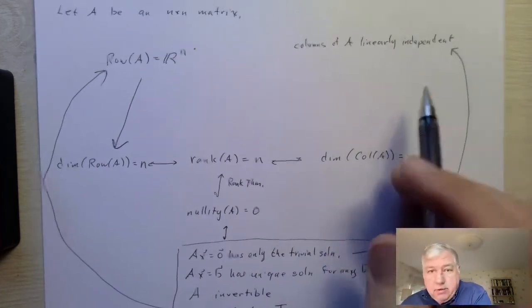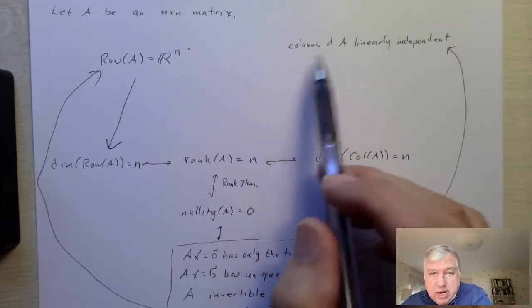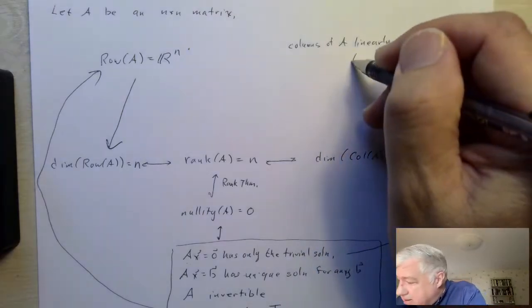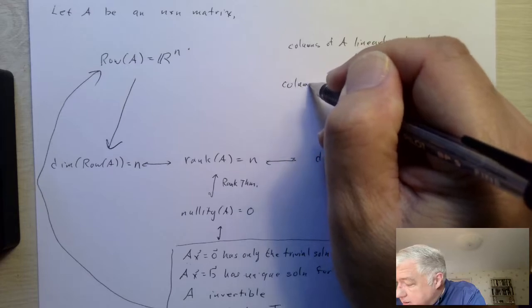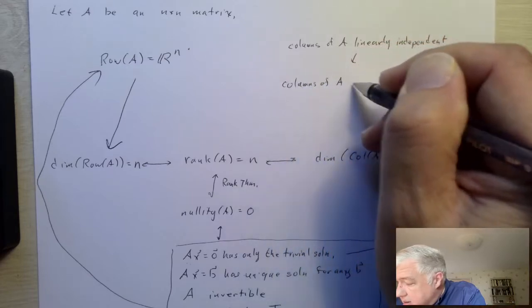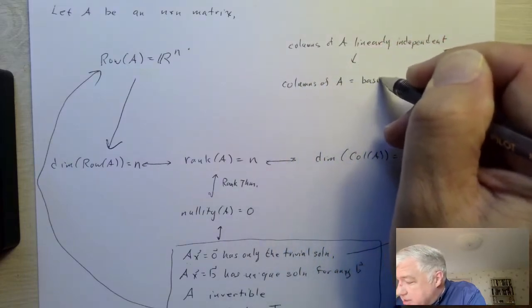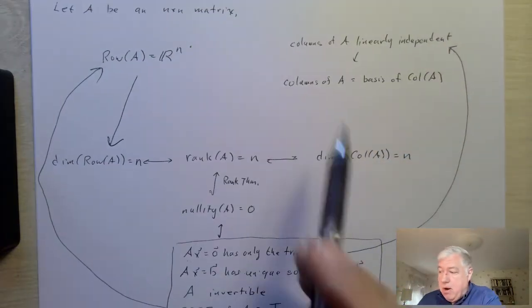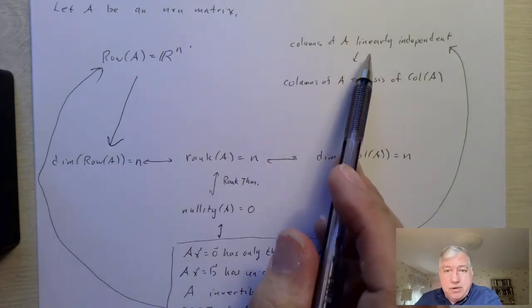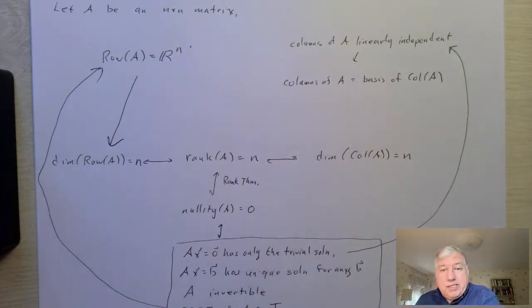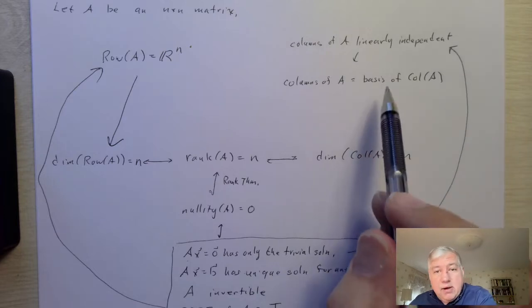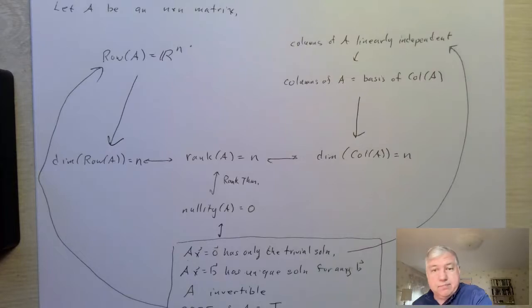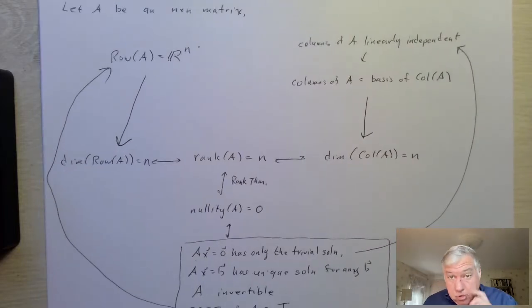Well, if they are linearly independent, we already know the columns of A, by definition, span the column space of A. So that means the columns of A are a basis of the column space of A. Okay. We already knew they were a spanning set, but now that they're linearly independent, that means they form a basis. And of course, because we have n columns, that means the dimension of the column space is n. Okay. So, all right, so these are all equivalent.